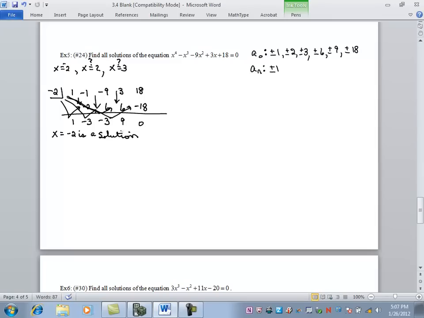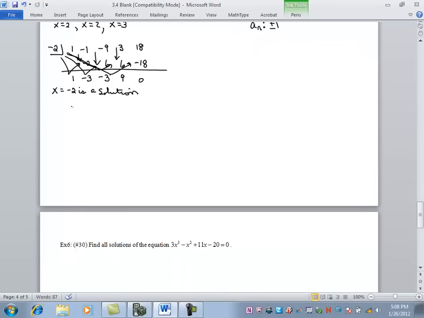Now, what this means is negative 2 is a solution, and we have reduced this polynomial to x plus 2 times x cubed minus 3x squared minus 3x plus 9. Alright, so now we've got it reduced to this. Well, let's look for factors of this particular polynomial. But let's be a little bit smart here. I've mentioned in these lectures before how I want to work smart, not necessarily hard.